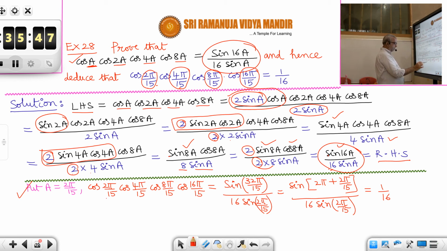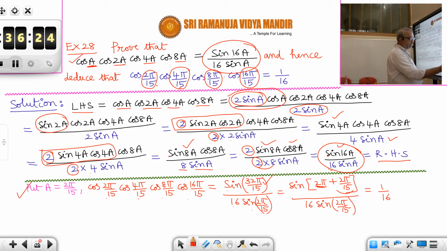So cos 2 pi by 15 into cos 4 pi by 15 into cos 8 pi by 15 into cos 16 pi by 15 is equal to sin 16A by 16 sin A. 16A means 16 into 2 pi by 15, 32 pi by 15, by 16 into sin A, meaning sin 2 pi by 15. But 32 pi by 15 is 30 pi plus 2 pi by 15. 30 pi plus 2 pi by 15 is 2 pi plus 2 pi by 15.